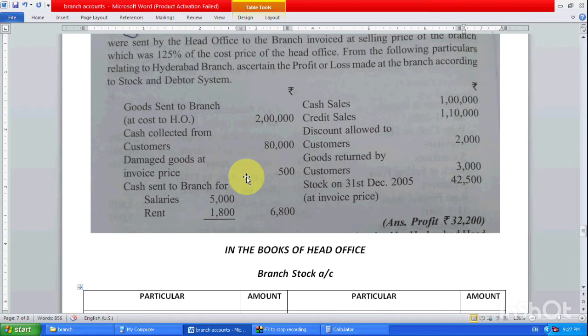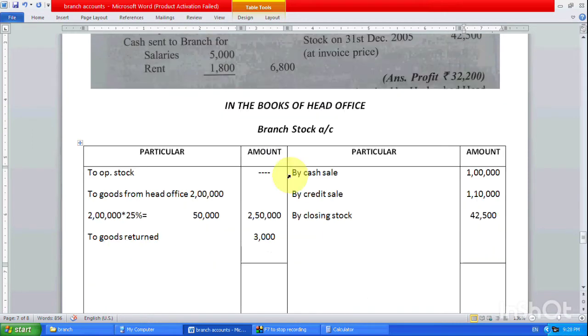Okay, here damaged goods at invoice price. Okay, here is a closing one, right? By damaged goods, or else by branch P&L also you can write for damage purpose. How much is it? 500.